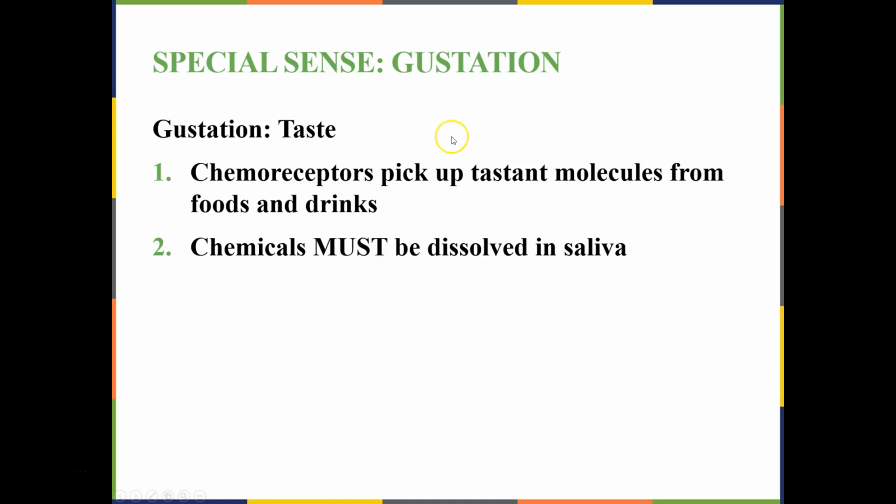So now we're going to get into each of the special senses and how they work. The first sense that we talk about is taste, or gustation. Chemoreceptors pick up taste molecules from the foods and drinks that enter our mouth. The chemicals have to be dissolved in saliva. If they are not dissolved in saliva, you won't taste them.